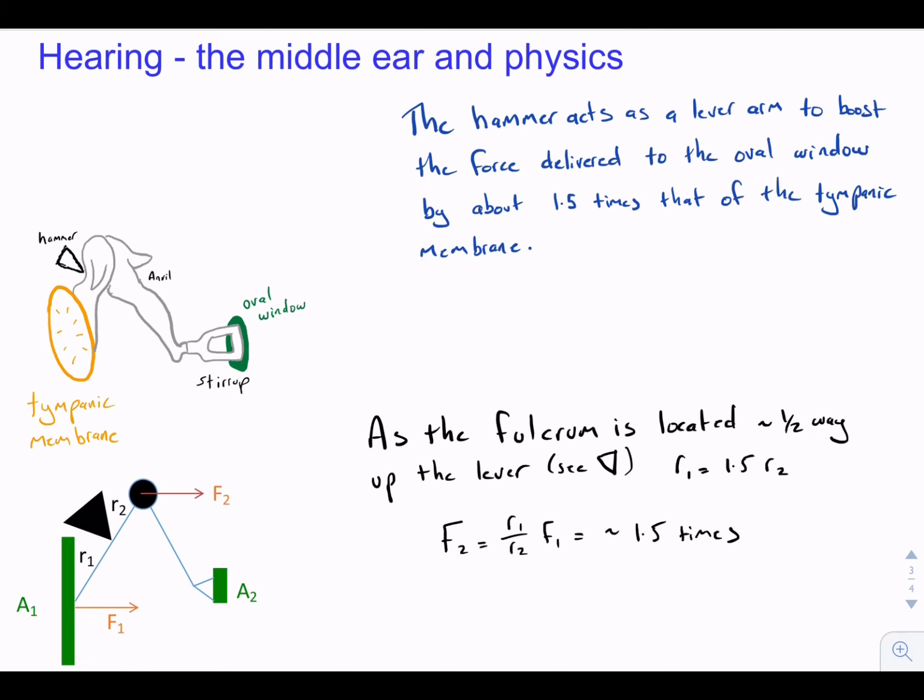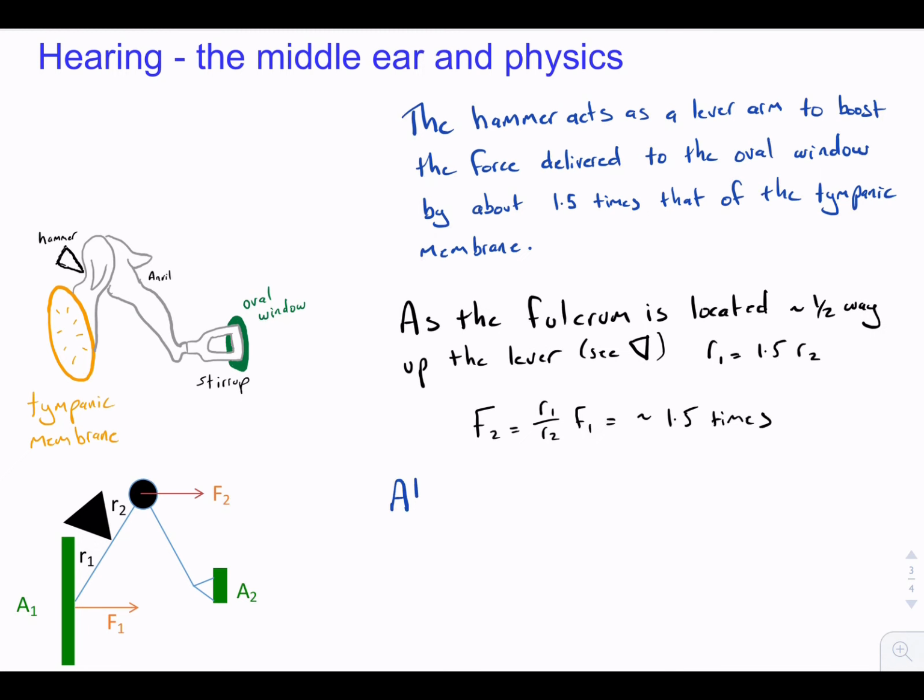The other amplification going on in the middle ear is the fact that there's a difference in the areas of the tympanic membrane compared to the oval window. A1, the area of the tympanic membrane, is 15 to 20 times that of A2, the area of the oval window. This also adds to the amplification.